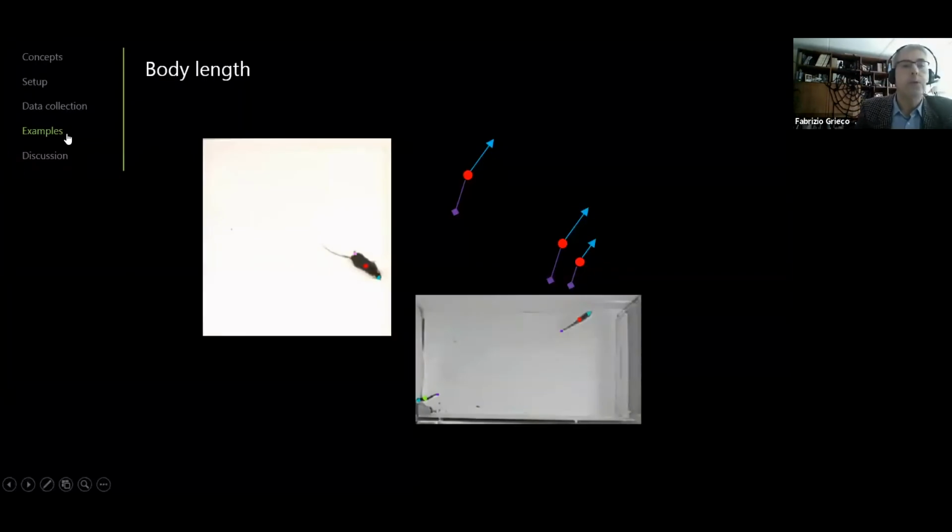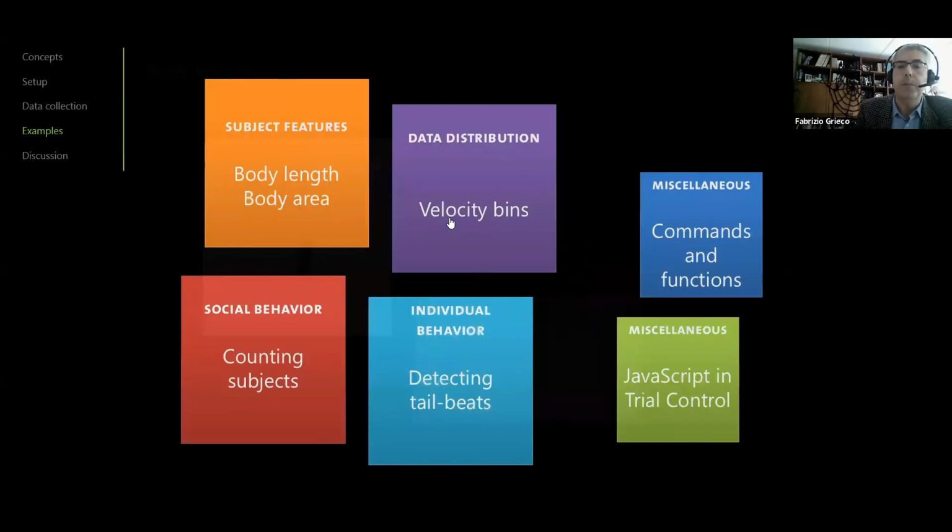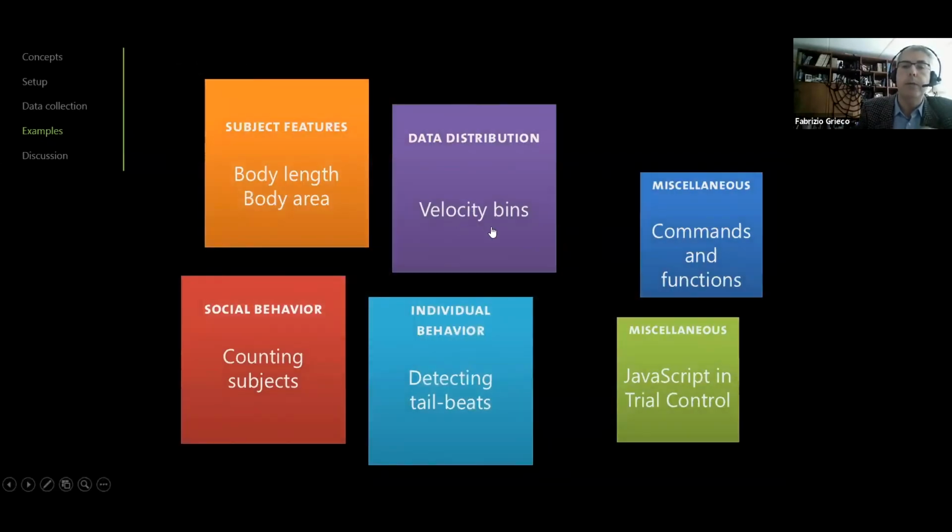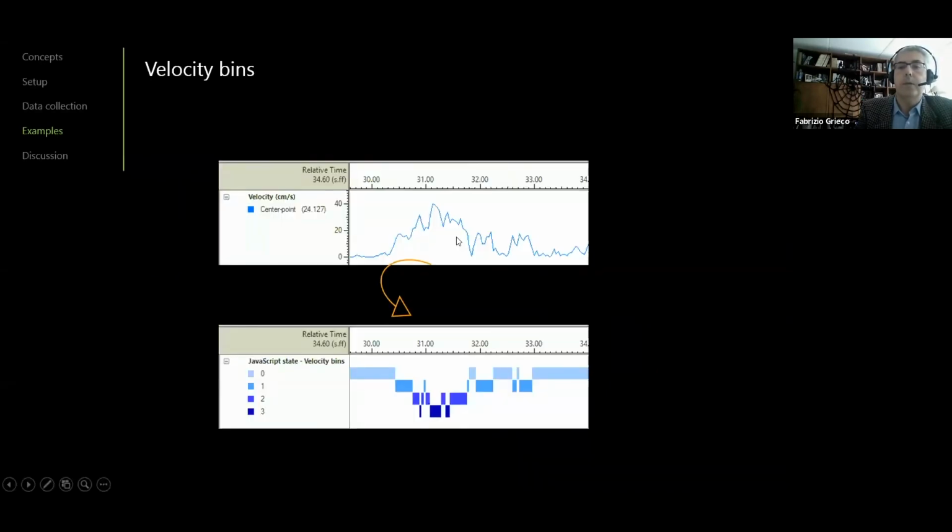I'm going to show you another example, and it's the velocity bins. Velocity bins are not meant to extract a feature about coordinates, but just to transform existing data, like velocity. In this example I have some velocity values plotted against time, and I want to code them, transform them into a kind of frequency distribution by using some thresholds.